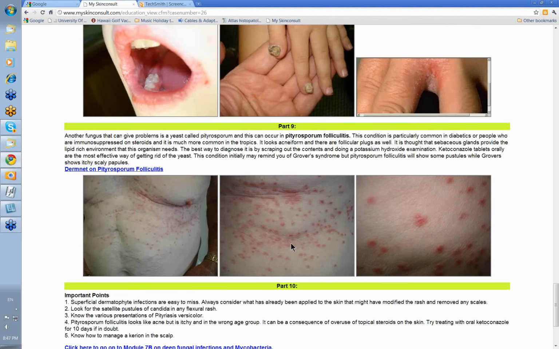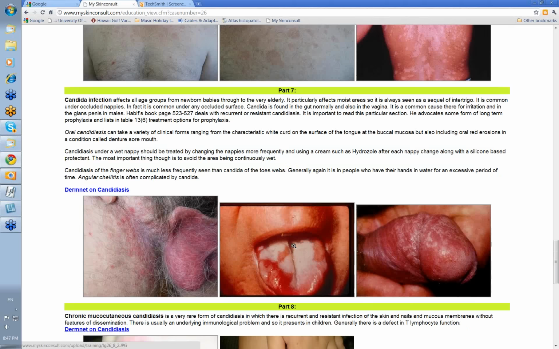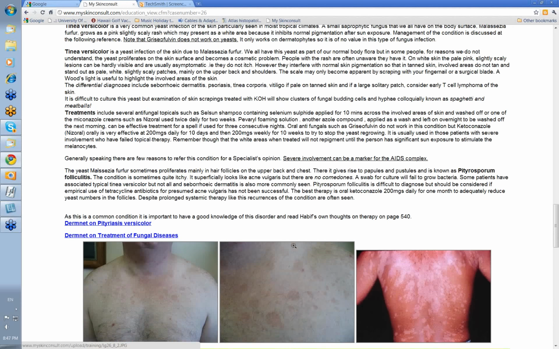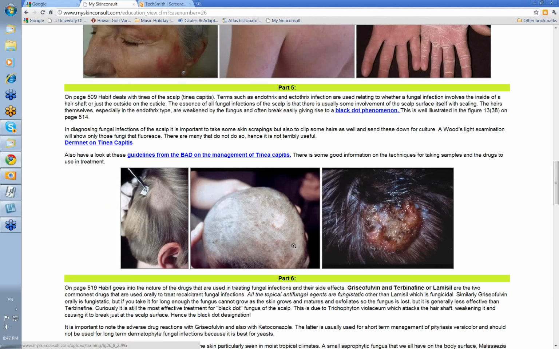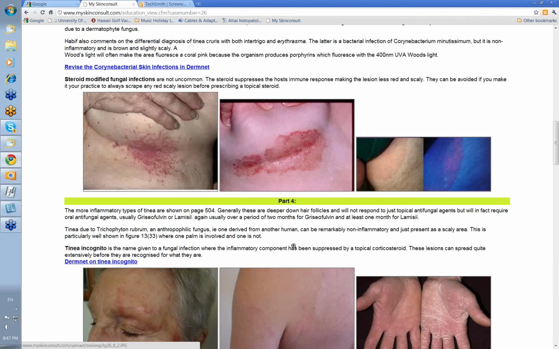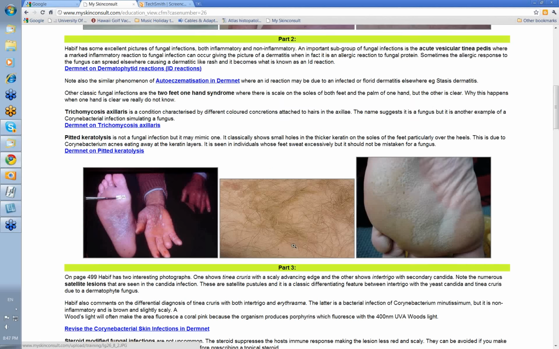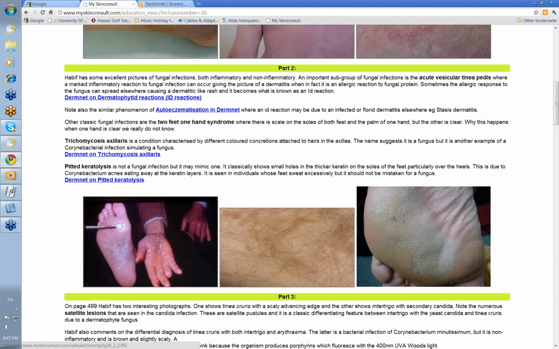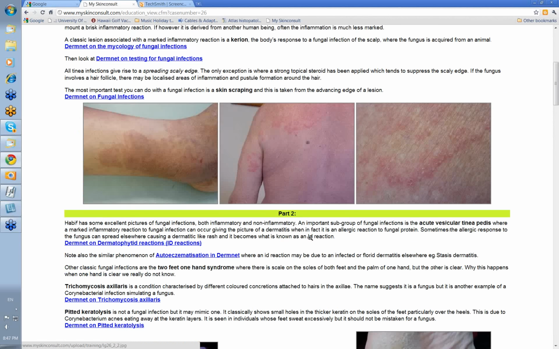So that's a quick overview of the images in these superficial fungal infections. Dermatophytes or yeasts. Remember Candida, remember pityrosporin. Note the difference between the two. Remember, as I say, Corynebacteria look like fungi but aren't fungi. They're a bacterium.